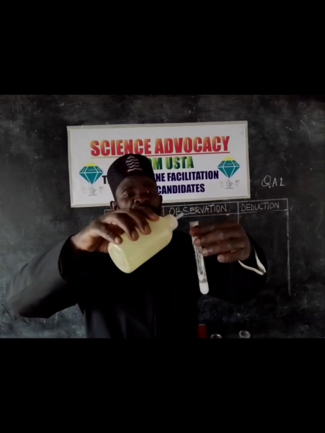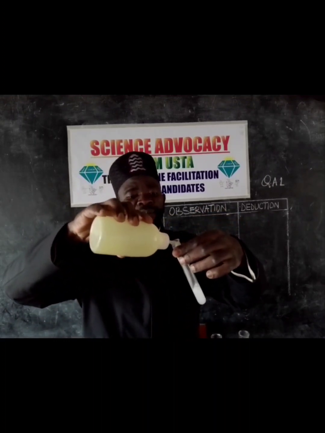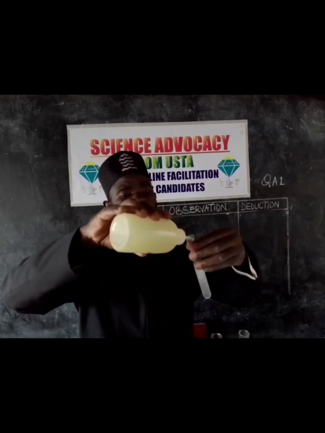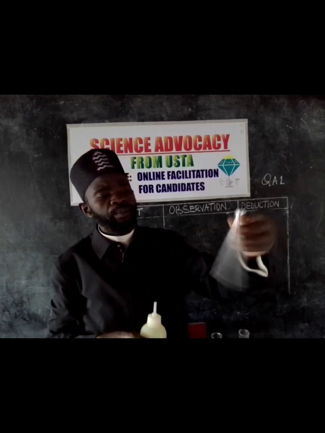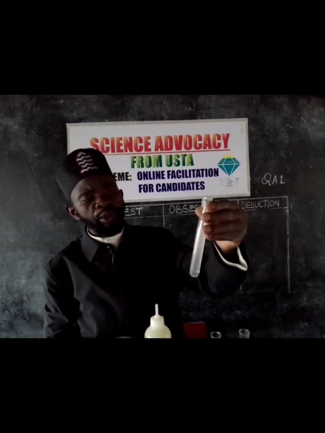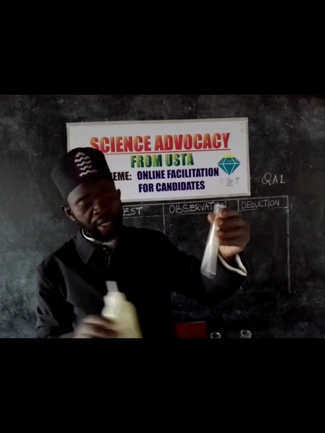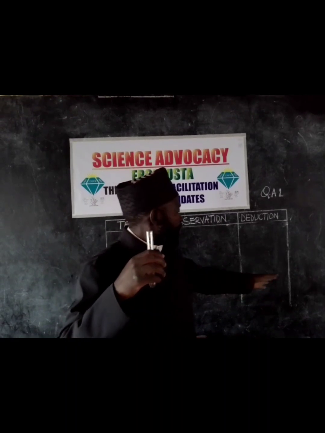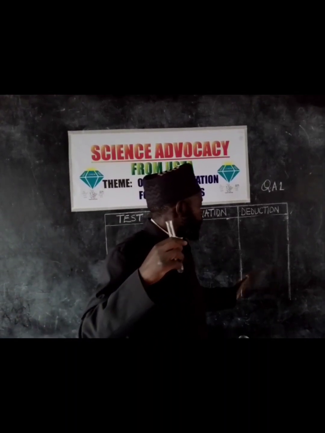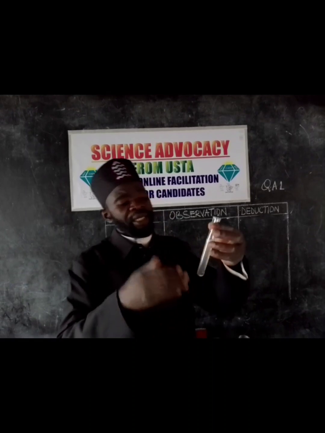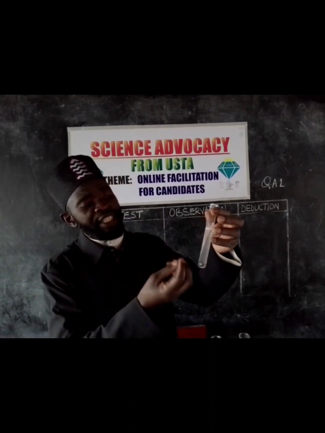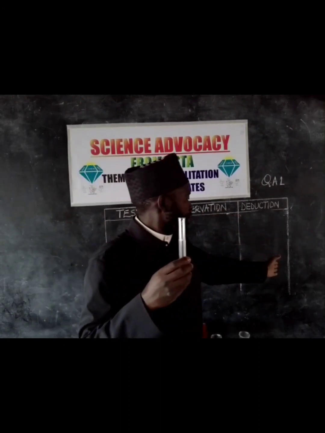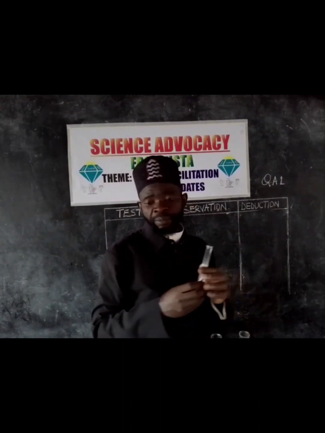Let me add more acid so that we can dissolve everything. So we have added more acid, we have dissolved everything, getting a colorless solution. So in the colorless solution, you record whatever is forming, a colorless solution. That is supposed to be put there.